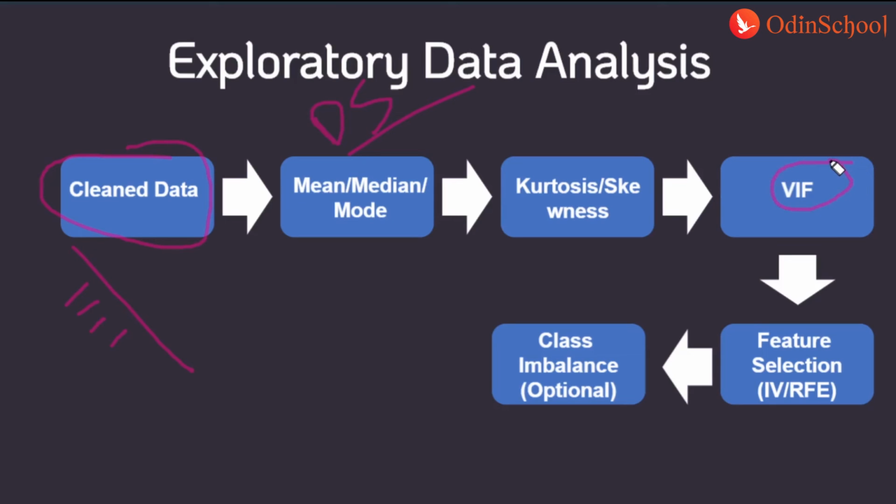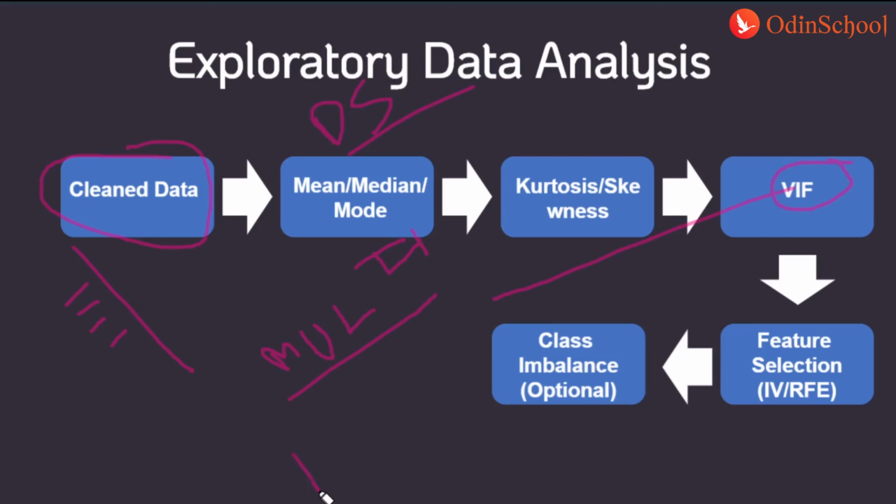What is VIF? Variance inflation factor. VIF tells you the relationship between the independent variables. It is also known as multicollinearity. What is multicollinearity? This is a huge problem for building a model. Multicollinearity says that your independent variables are highly correlated with each other. So when we are building a model, you should make sure your independent variables are not related with each other. Keep that in mind.